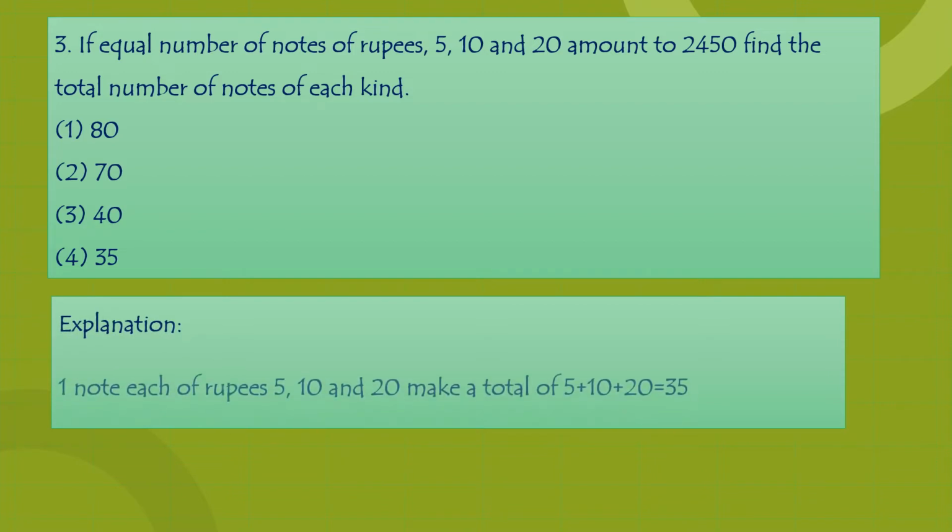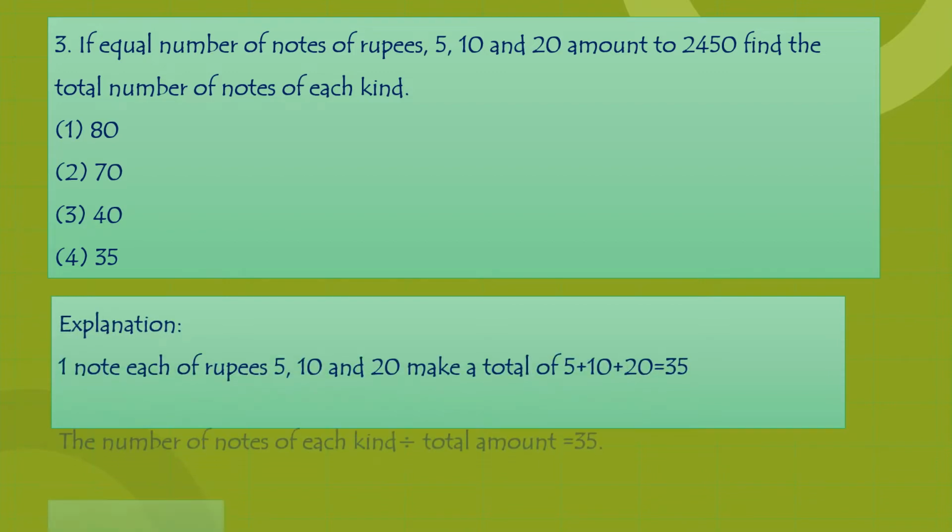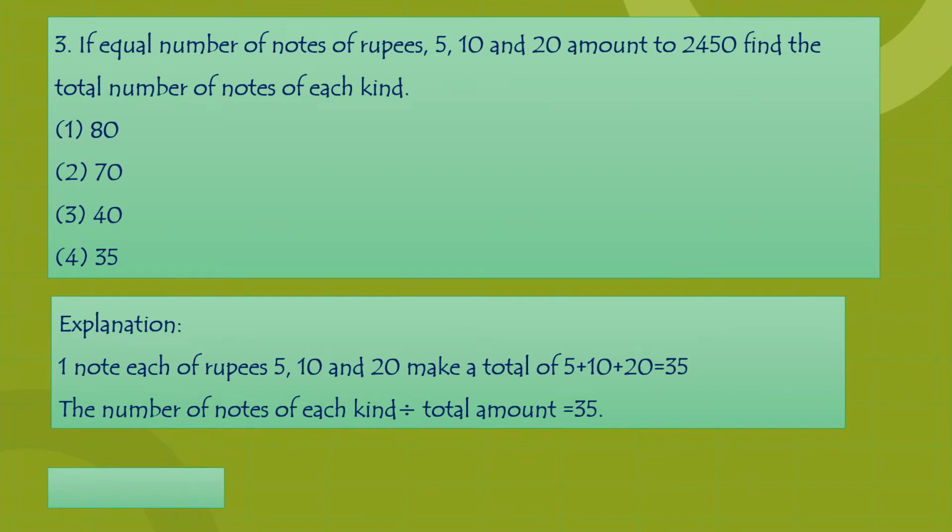If I know that the total value of one note each, that is 5, 10 and 20, if I add them up, it will be equal to 35 rupees. The number of notes of each kind is the total amount divided by 35, and the total amount is 2450. So if I divide 2450 by 35, it will give you 70.